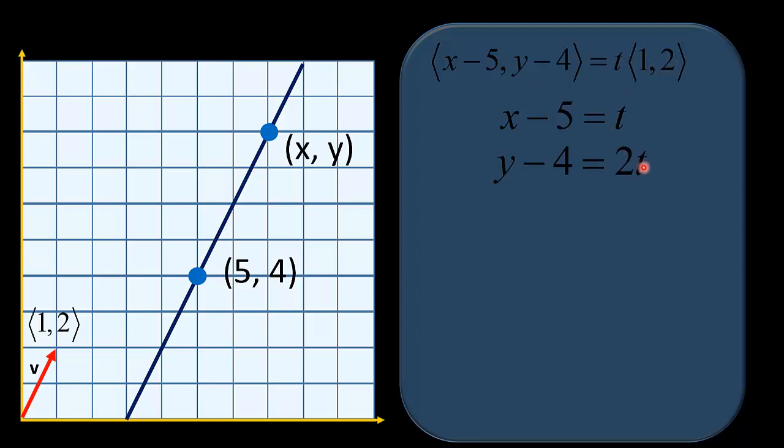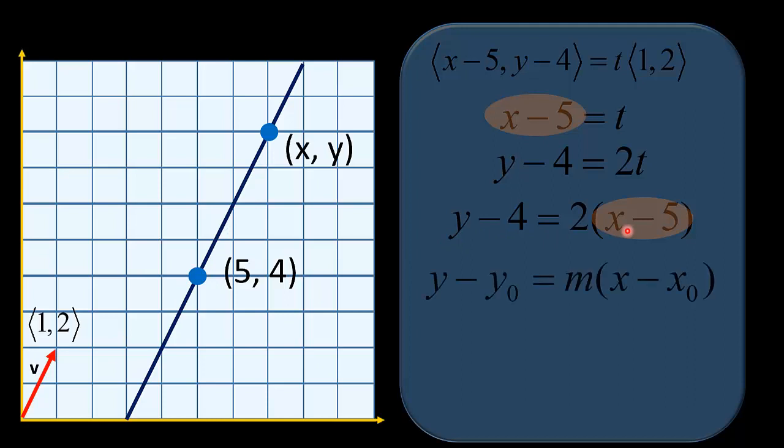Now, this is a set of parametric equations that describes that line. Let's just note this: I could solve for t, or I could note that t is equal to x minus 5, and just replace the t down here with x minus 5. Then I have y minus 4 equals 2 times x minus 5. See how this one and this one are the same? Now this is the old familiar point-slope form of a line.